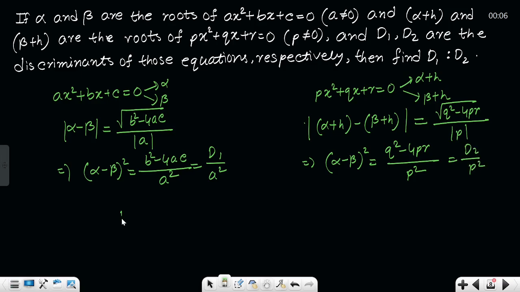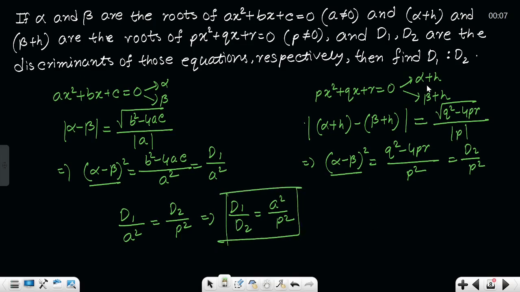So we need to find d1. What we got is d1 by a square is equal to d2 by p square, right? Because these both are alpha minus beta whole square. So from here we can say d1 by d2 is equal to a square by p square. That is our answer. So d1 is to d2 is equal to a square is to p square. That is our answer. This was a very good question of application of the difference of the roots formula.